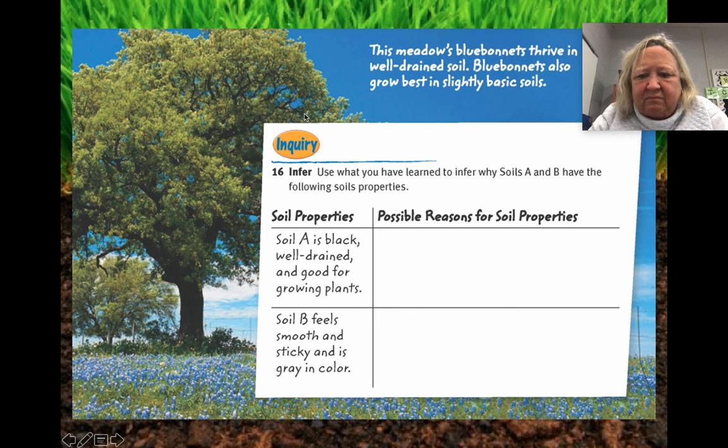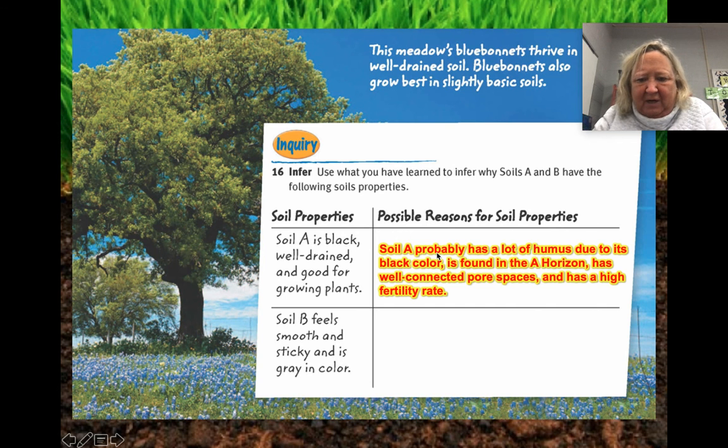Let's look at soil A and soil B and figure out why they are what they are. Soil A is black, well-drained, and good for growing plants. What are some reasons? It probably has lots of humus because it's dark black, so living things and organic matter have been there. It's in the A horizon, because that's the topmost horizon. It probably has well-connected pore spaces so the water and air can filter through, and probably has high fertility, grows a lot of crops.